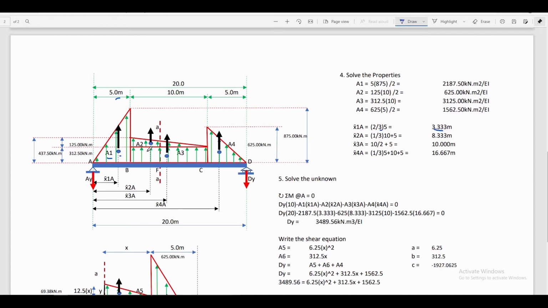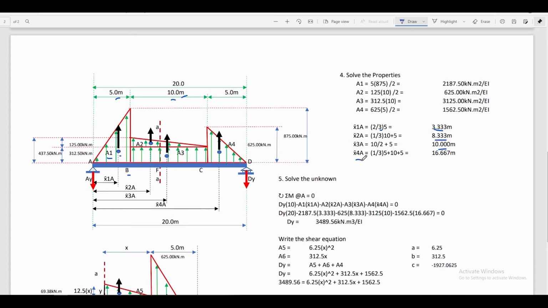For x bar 2A, that is located at 1/3 of its base distance, that is 10 meters. So 1/3 of 10, then we add the distance from point A up to point B, which is 5 meters, that is equal to 8.33 meters. For x bar 3A, that is located half of the base distance, that is 10 meters, plus the distance from point A to point B, that is 5 meters. So 5 plus half of 10 is equal to 10 meters.